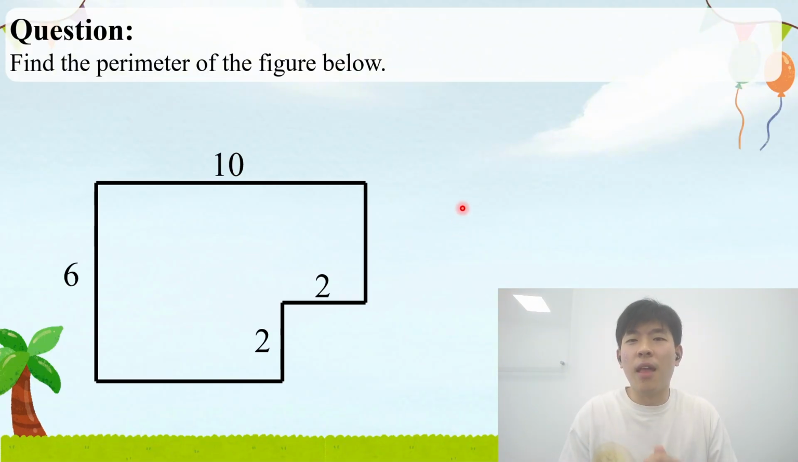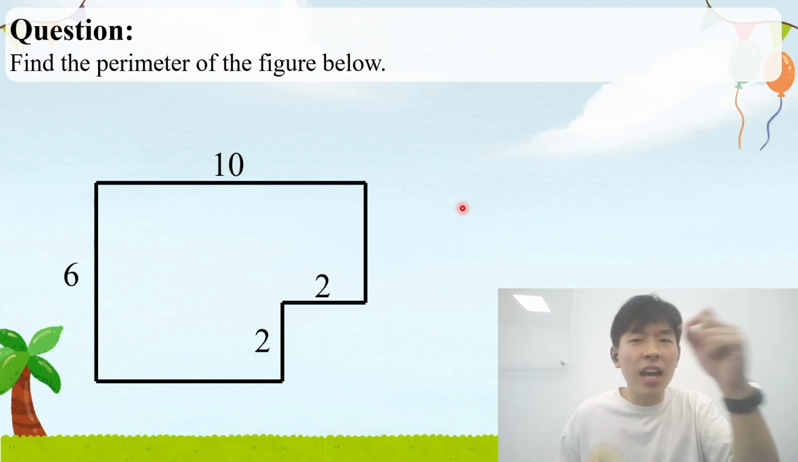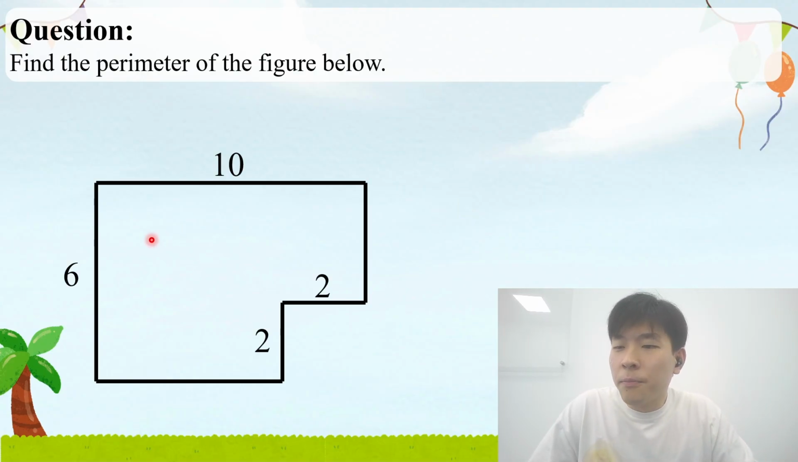So, what is parameter? Parameter is the sum of all sides, which means that all we need to do is just add the sum of all the sides together. So, let's look here. This is 6, this is 10. Now, what about this side here? This is 6 and this is 2, so this will be 4. Amazing.